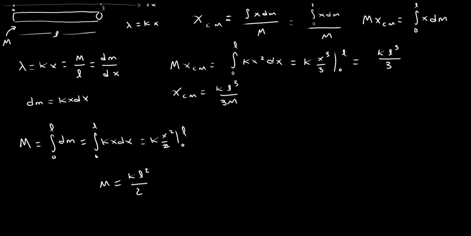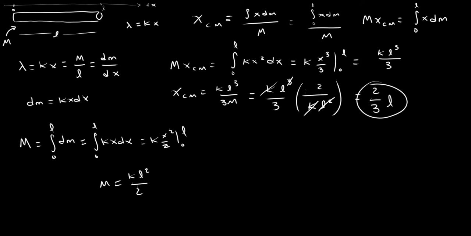Now we have the mass in terms of k and L squared, and we can plug this back in for M. If we sub this in for M, we have to flip this fraction over because it's in the denominator. So we get kL cubed divided by 3 times 2 divided by kL squared, and we got some canceling. The L's cancel, that k and this k cancel, and then we're left with 2/3 L.